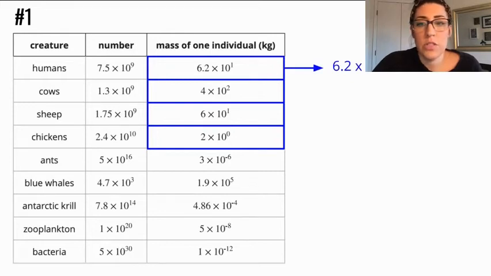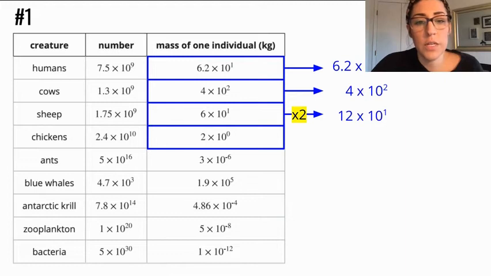We know that there's just the 1 human. There is just 1 cow. There's actually 2 sheep, so we're going to actually double this. So using our multiplication rules, we'll just do 6 times 2 here. And chickens, there's 3. So 2 times 3 gives us 6. And still multiplying by those powers of 10.